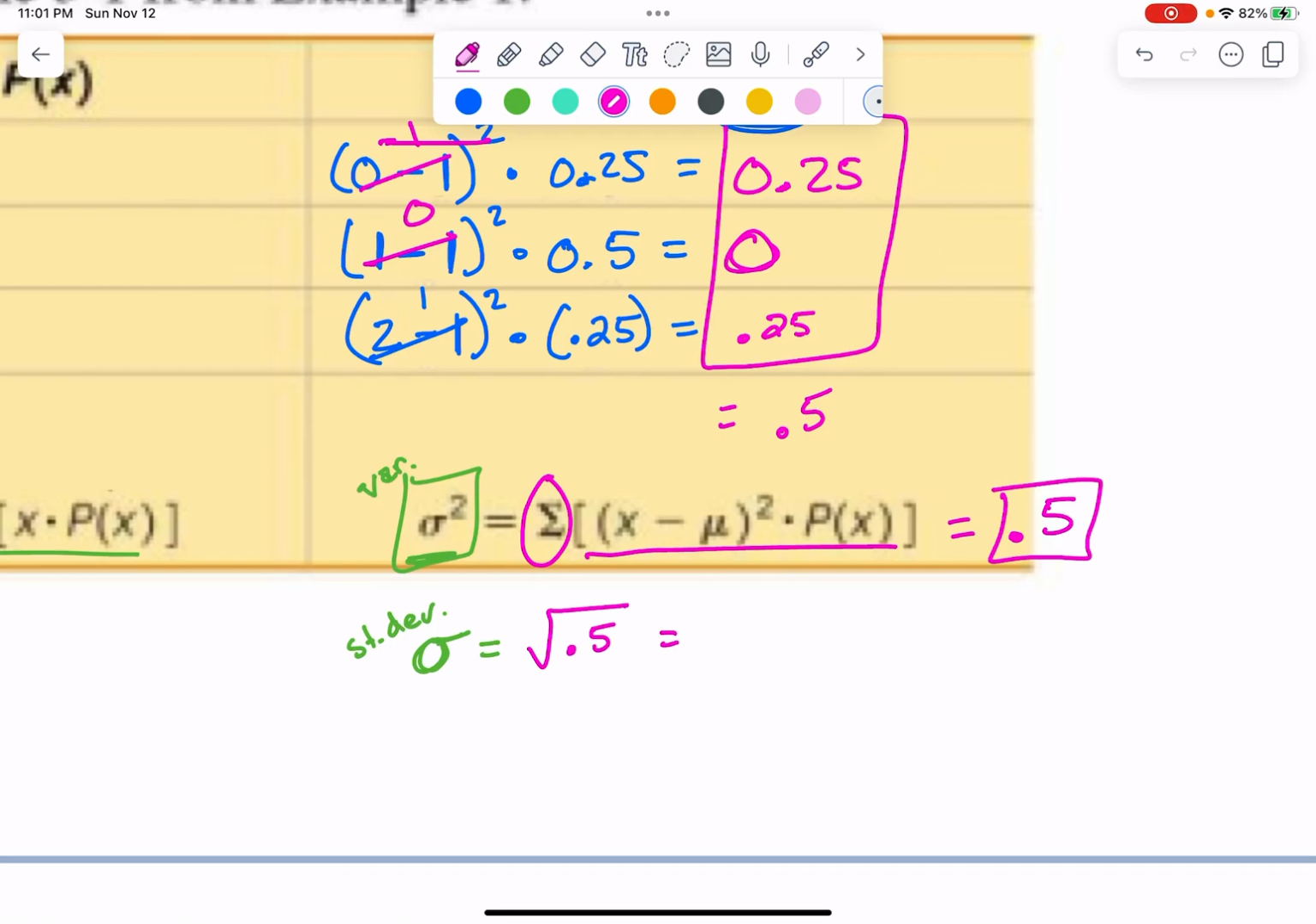The square root of 0.5 is, I knew that, 0.707. That's what my standard deviation is.